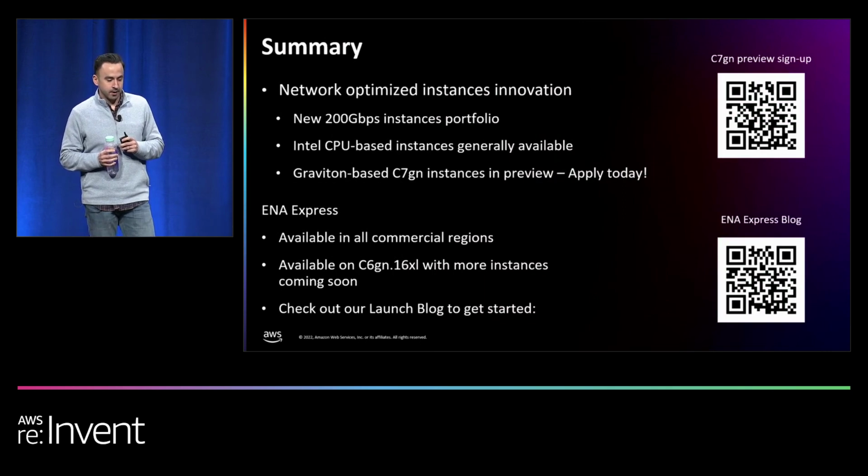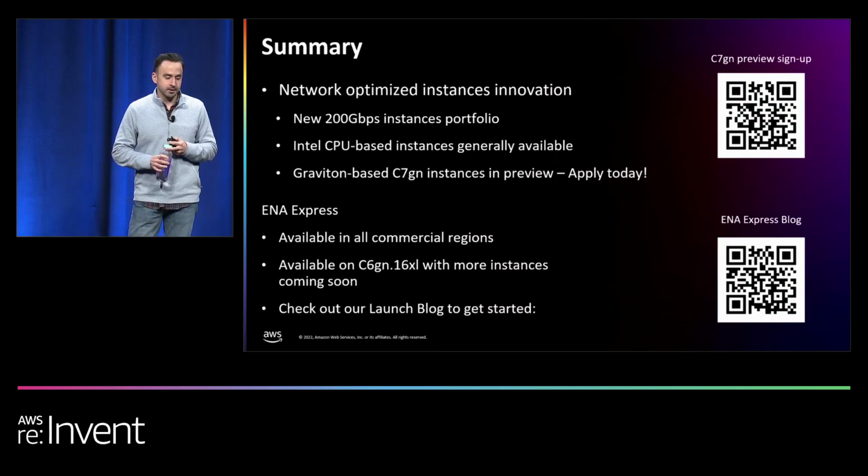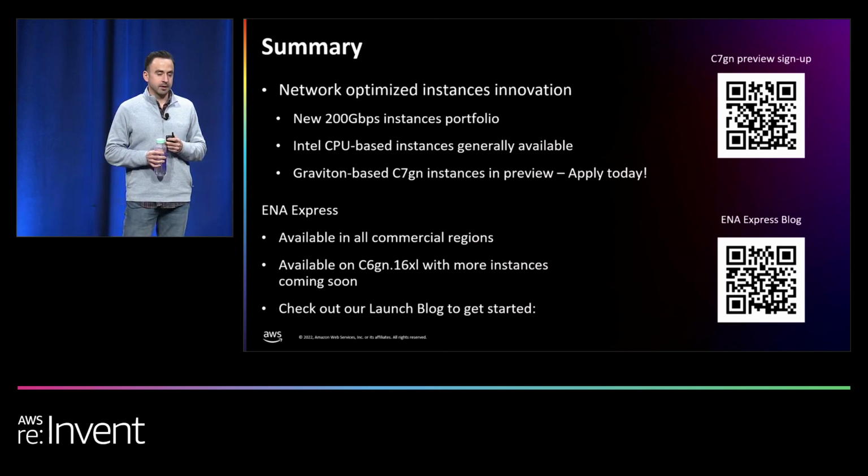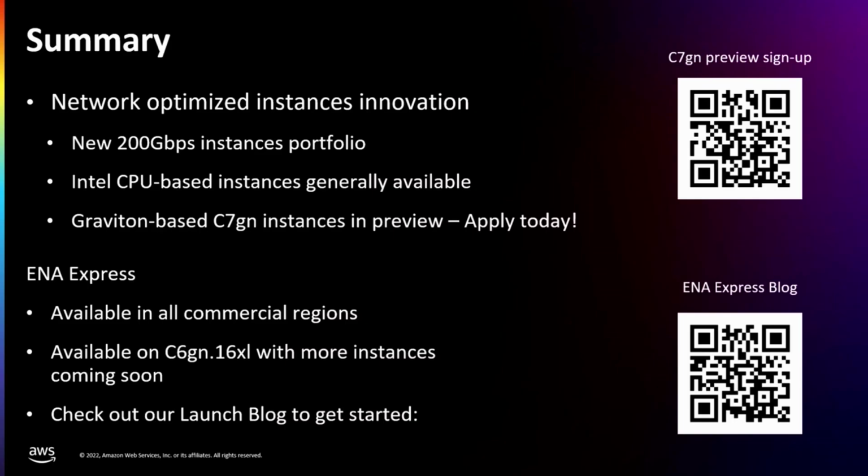So, in summary, Antti covered the network optimized instance innovation. We're continuing to scale here with up to 200 gigabits per second in our instance portfolio. The Intel CPU-based instances are generally available now, and we invite you to sign up for the preview for the C7GN instance with that QR code on the top right. And ENA Express is available in all commercial regions, available on the C6GN 16XL instance today, with many more coming soon. If you'd like, please check out our launch blog in the bottom right-hand corner to learn more.